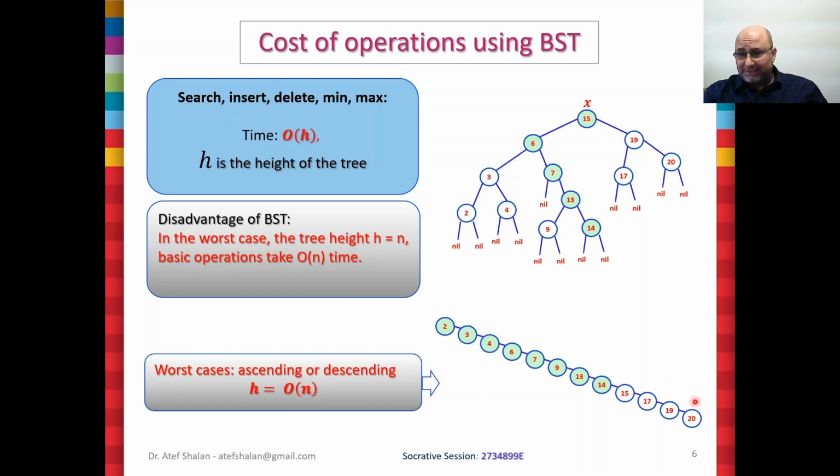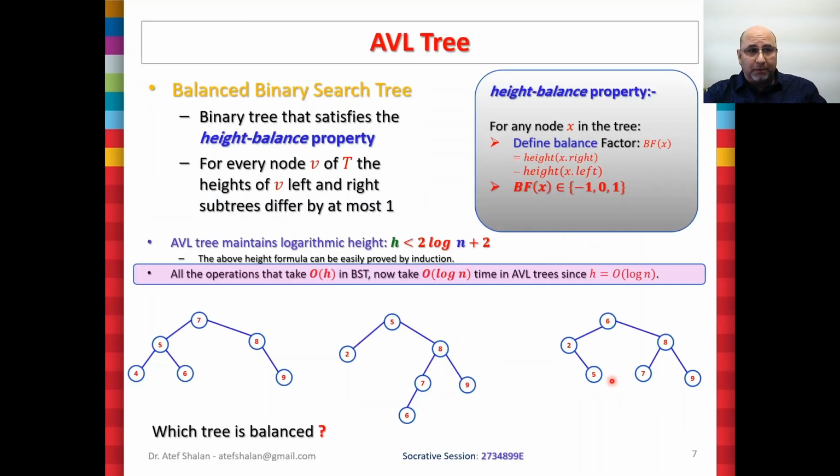This is the worst case scenario of the binary search tree, and this is what gives the binary search tree this disadvantage over other more sophisticated binary search trees. Now we want to learn about a more sophisticated binary search tree, which is the AVL tree. An AVL tree is a balanced, or nearly balanced, tree.